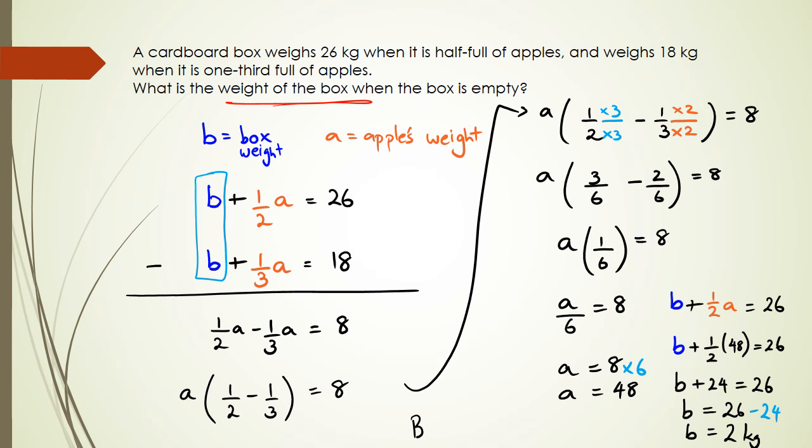So I can basically say the empty box weighs 2 kg. Come to think of it, I think this definitely has to be a merit question at least, guys. There's no way this is just an achieved question. But anyway, that's basically it for this particular question.